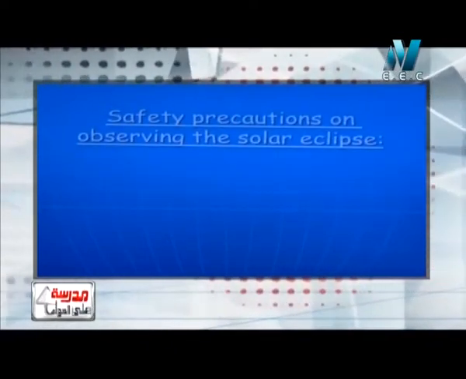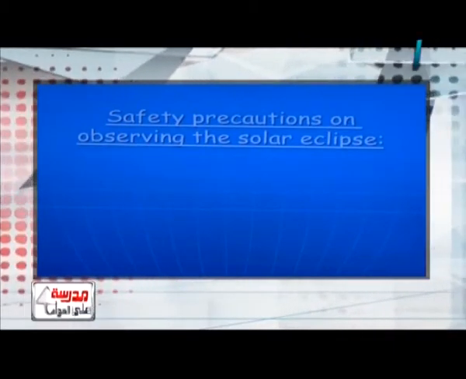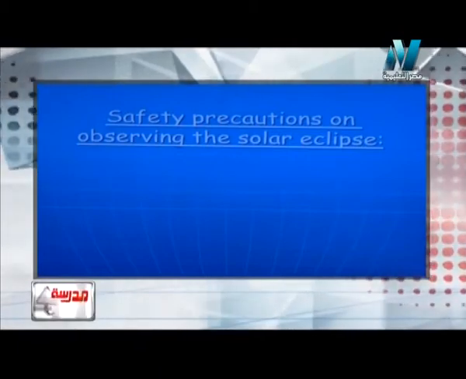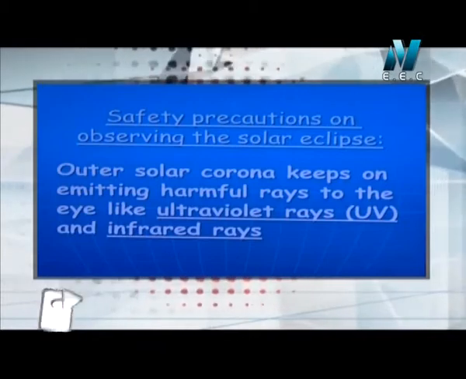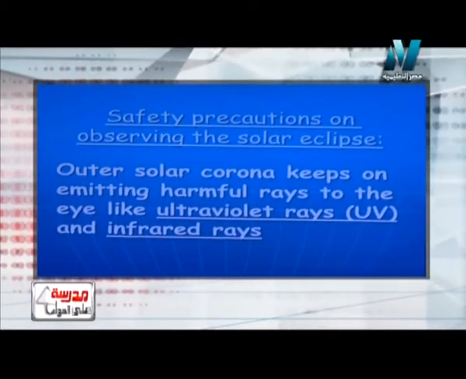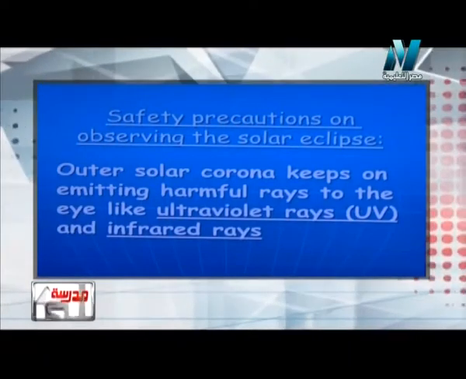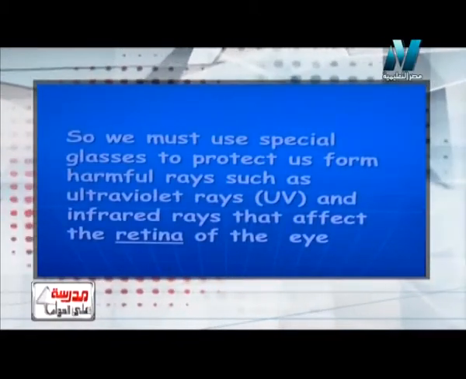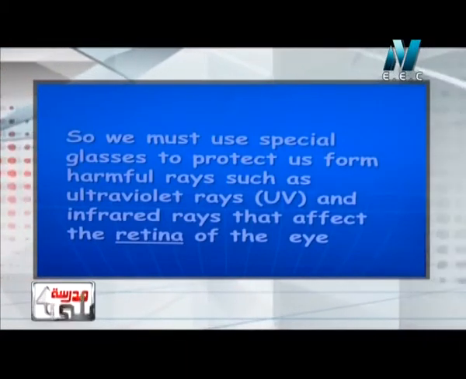Okay, so the safety precautions in observing a solar eclipse. As I said, it's a very dangerous phenomenon. It is a very important and very enjoyable phenomenon, but at the same time very, very dangerous. So we must take care, because the outer solar corona keeps on emitting harmful rays to the eye, like ultraviolet rays, UV, and infrared rays. We must wear special glasses to protect us from harmful UV and infrared rays that affect the retina of the eye.